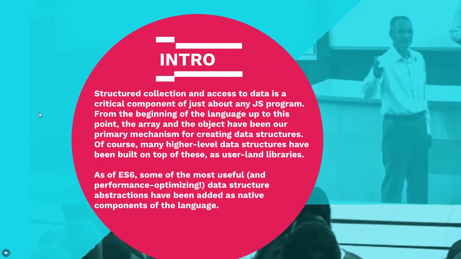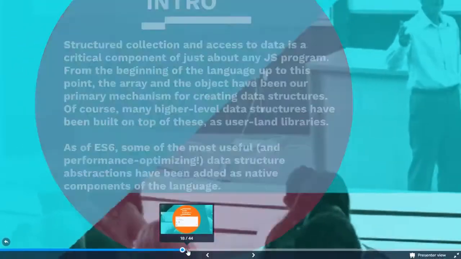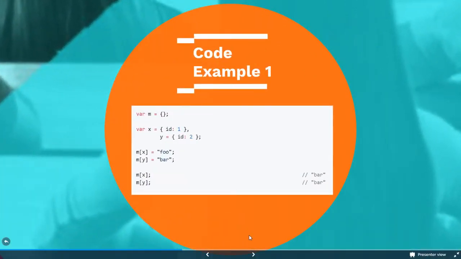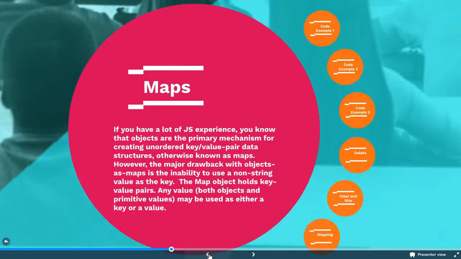So here I've got a little bit of a presentation on some of the different aspects about collections in our environment here. Structured collections can provide access to data, and they're a critical component that you can use in just about any JavaScript program. It's very important. And with ES6, we've got a lot of things that can help us do these things better and more efficiently. So we're going to talk a little bit about some components and ideas that really pertain to that idea of collections.